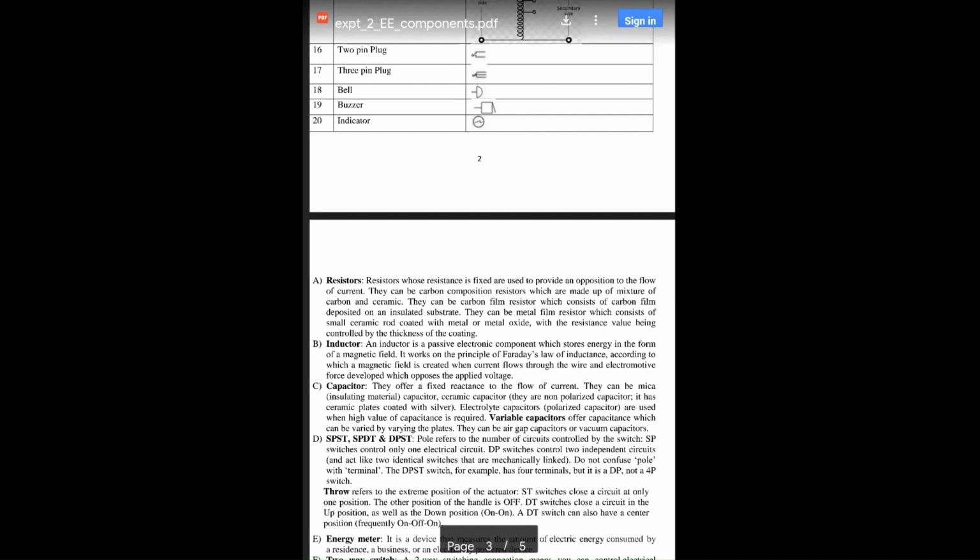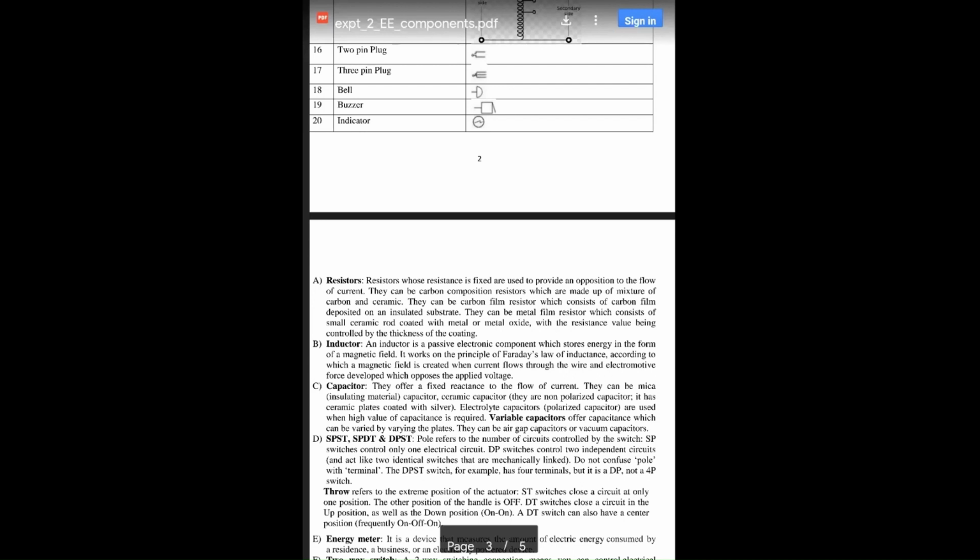earth wire is bigger, it has a bigger radius, and R is equal to rho L upon A. So if A is bigger, then the resistance is decreased. So whenever there is a fault or short circuit, the fault current will flow in the earth terminal, and that earth terminal is connected to the earth or ground, so that our switchboard, plug, and appliances are protected. Is this clear?